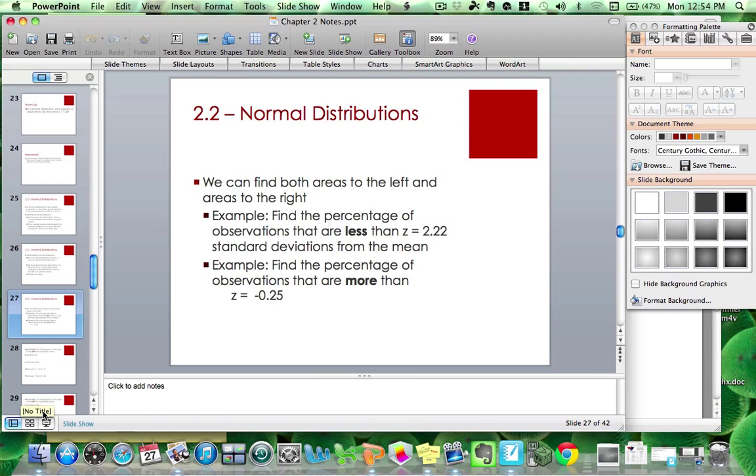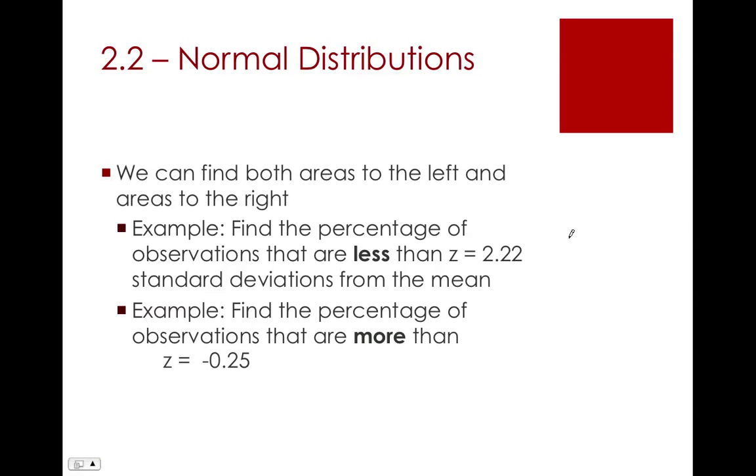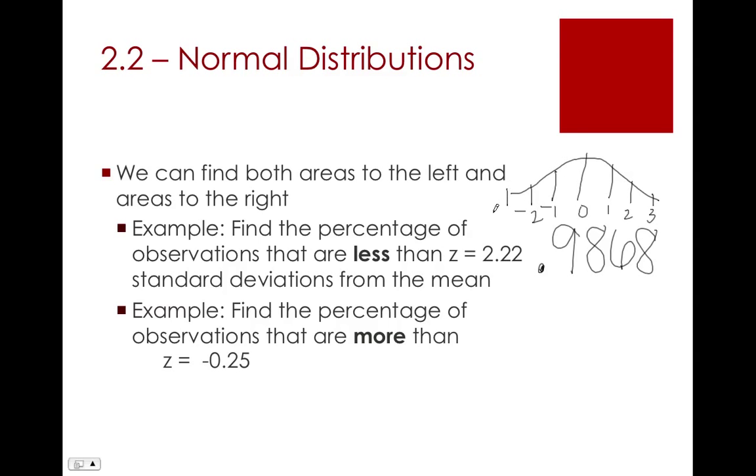And so the answer to that first question, what percent of observations are less than 2.22, is 0.9868. Okay, and that should make sense because in a standard normal curve, we're looking at 0, 1, 2, 3, negative 1, negative 2, negative 3. 2.22 is right about here. Less than means I shade to the left. It's like a number line. Is it believable that that's 98.68% of the curve? Sure.